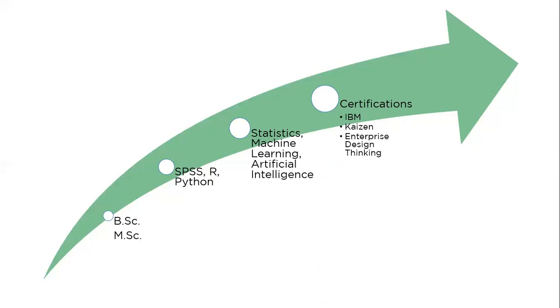Now, I can say that I have a certification. I'm an IBM certified professional. I've also done my Kaizen certification that was around 8 years back, wherein I was working for an insurance company. I'm also into EDT, which is enterprise design thinking. This is an idea which is very, very popular, especially in today's day and age.